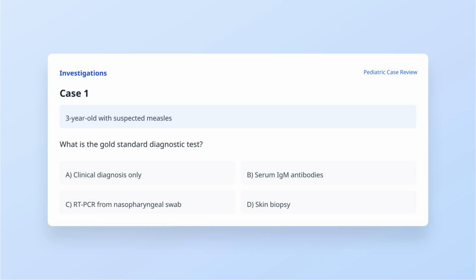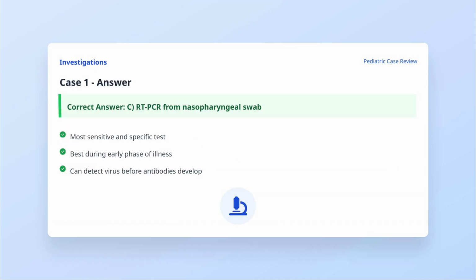A 3-year-old presents with suspected measles. What is considered the gold standard diagnostic test for confirming measles infection? A. Clinical diagnosis only. B. Serum IgM antibodies. C. Reverse transcription polymerase chain reaction from nasopharyngeal swab. Or D. Skin biopsy. The correct answer is C. Reverse transcription polymerase chain reaction from nasopharyngeal swab.